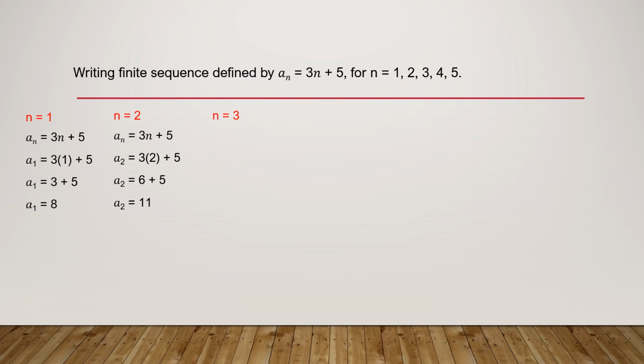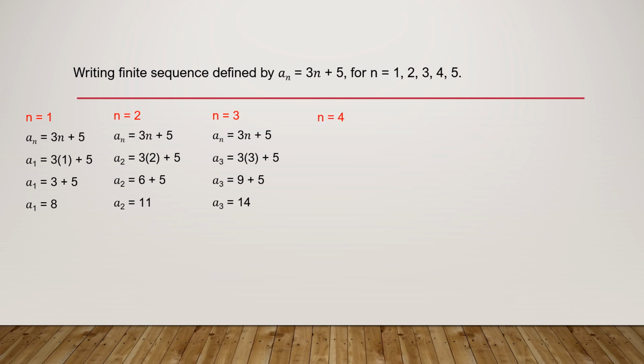For the third term, you have there a sub n is equal to 3n plus 5, substituting n by 3. So you will have 3 times 3, which is equal to 9. And then 9 added to 5, the result is 14. So therefore, the third term is 14.